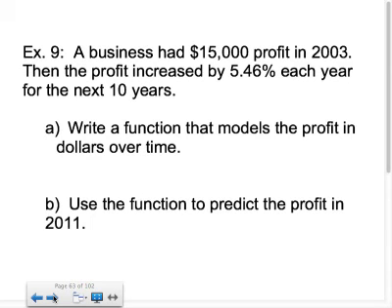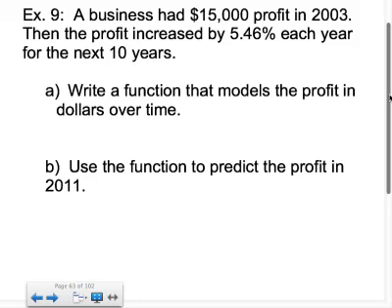All right, I know there's a lot of examples here, but again, I just want to give you enough exposure to where when we come to class, you're pretty comfortable with it. So example 9 says a business had $15,000 profit in 2003. Then the profit increased by 5.6% each year for the next 10 years. Write a function that models the profit in dollars over time.